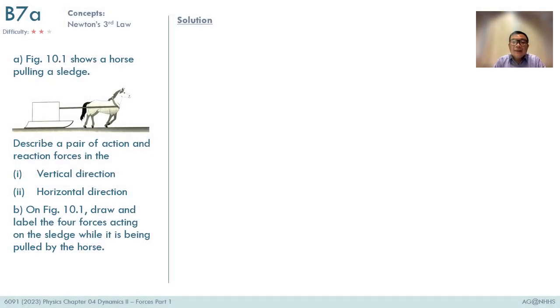This question is on Newton's third law, and we'll be using the exact same technique for us to identify the pair forces very easily. So let's get right to it. First up, I will focus on the vertical forces, and there are many pair forces here. I will use one example of a pair force to show you how to use the technique.